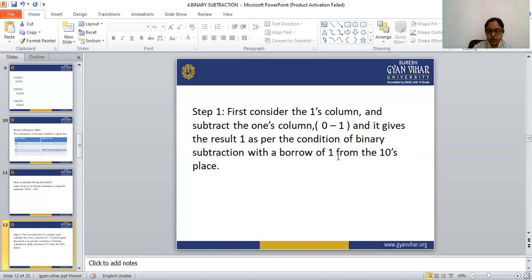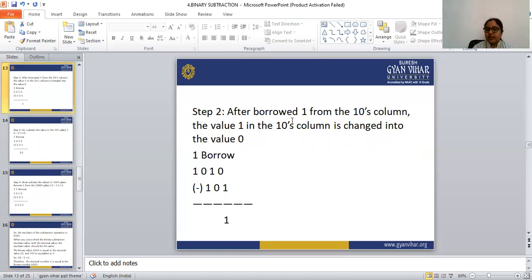Next, the second step. We have written 1 here, and this 1 has already become 0. After borrowing 1 from the tens column, the value of the 1 in the tens column is changed into 0. So this becomes 0 here. So 0 minus 0 is always 0.